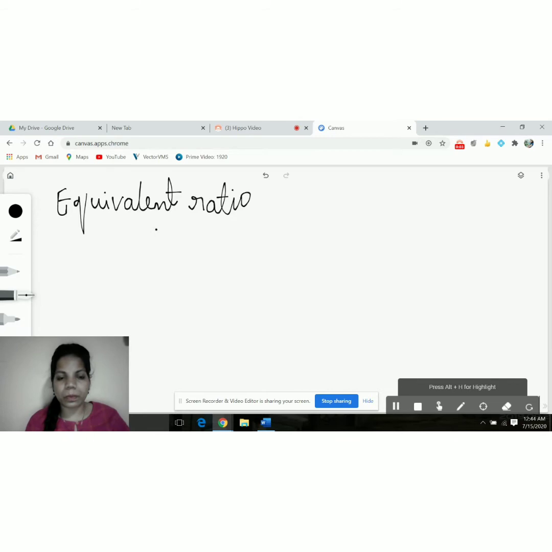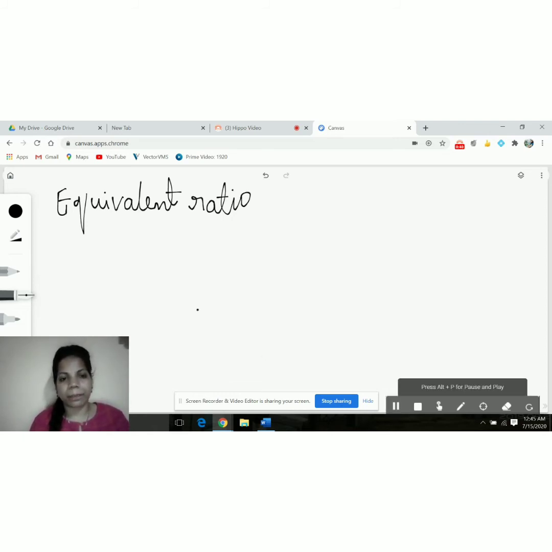Yes, children, now we will see what are equivalent ratios. Two ratios that have the same value when expressed in their lowest terms are called equivalent ratios. Now we will see how to find equivalent ratios of any given two ratios. How will we get equivalent ratios? We have to either multiply or divide the two terms in the ratio by the same non-zero number.